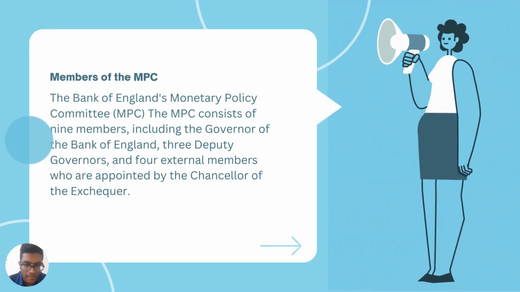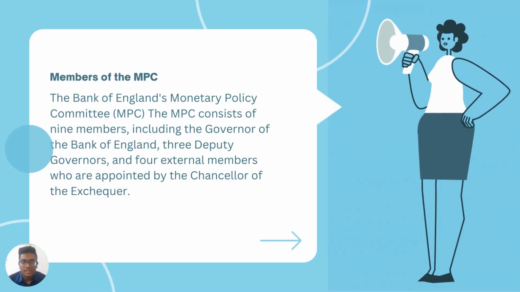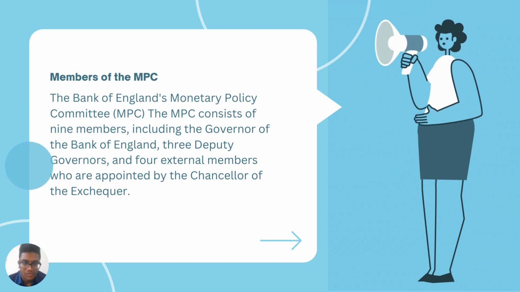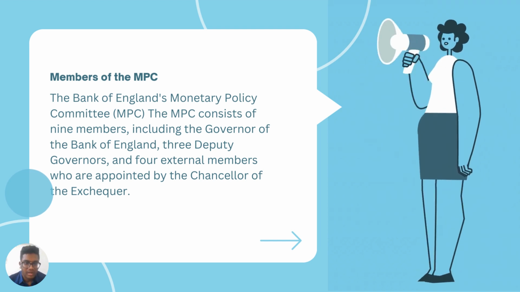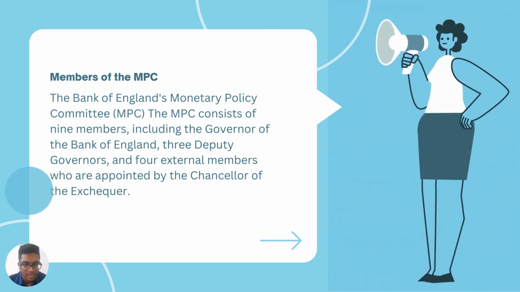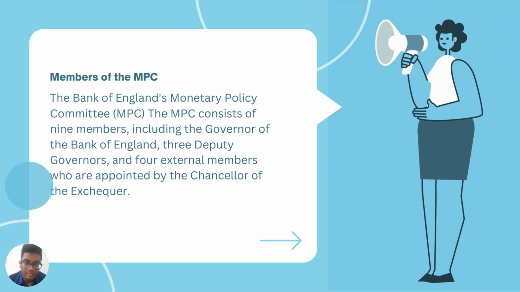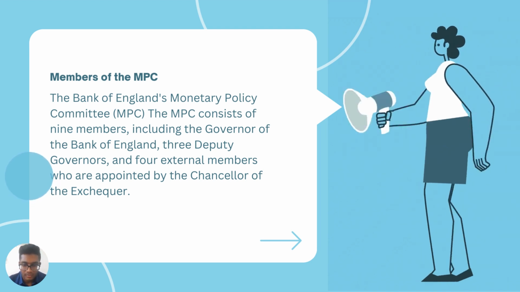So let's talk a little bit more about the members of the MPC, which is the Bank of England Monetary Policy Committee. The MPC consists of 9 members, including the Governor of the Bank of England, three deputy governors, and four external members who are appointed by the Chancellor of the Exchequer.